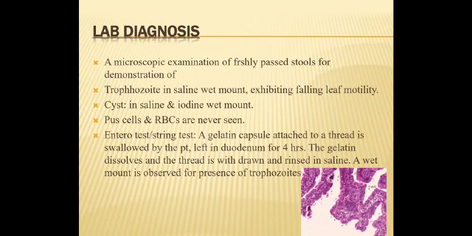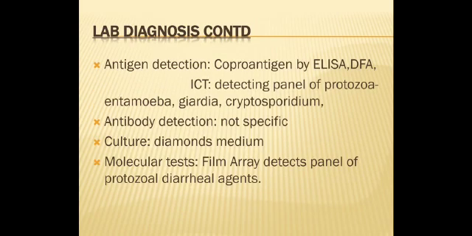After 4 hours, what happens? The gelatin would have dissolved and the thread will be lying in the duodenum. So, it will absorb onto its surface all the duodenal secretion. After 4 hours, it is pulled out and rinsed in saline, and a wet mount can be made to observe the presence of trophozoites. That is called the string test. Then a duodenal biopsy may also be performed and stained with Giemsa stain to demonstrate the trophozoites on the mucosa.